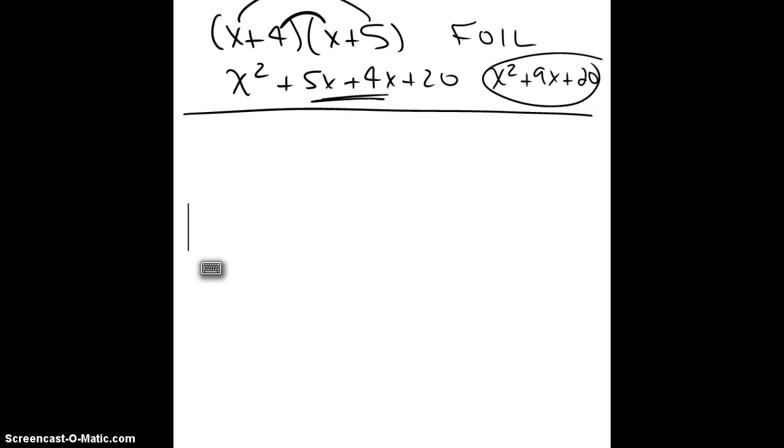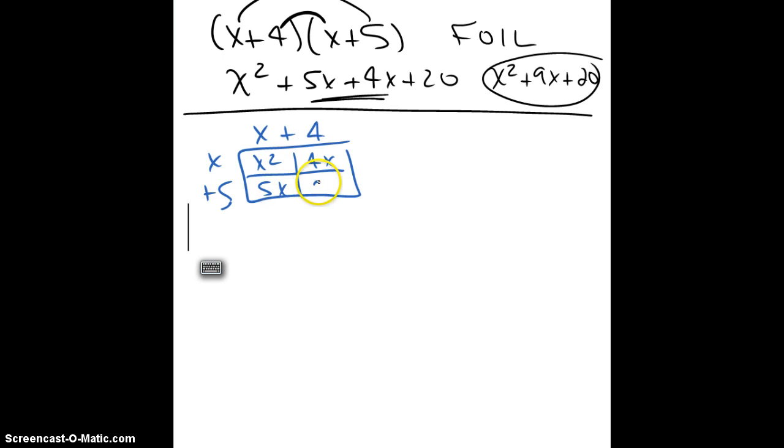Let me change colors here. So another method that I like is the box method, which is based on area. So you have x plus 4 and x plus 5. And so here you're finding the area of the little boxes, which make up the area of the whole. So again, when you multiply, exponents change. 5x and then 20. And so you have the area of the big is the area of all the parts.